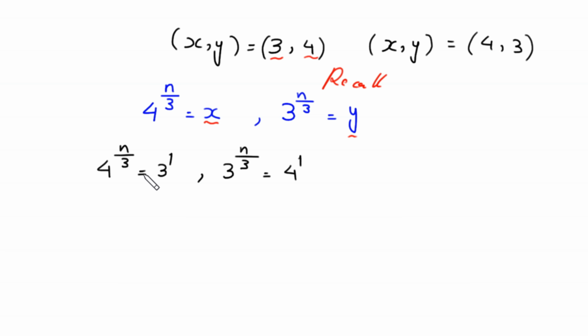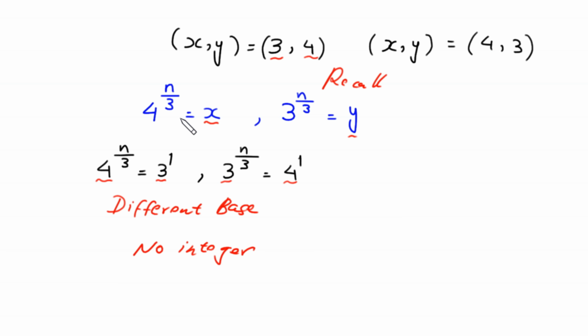But in this equation, at left side we have base 4, and at right side the base is 3. And in this equation, at left side the base is 3, and at right side the base is 4. So due to different bases, no integer solutions can be found from here.